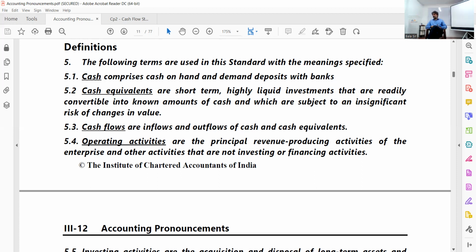Last, what is the coming in or going out, right? Sir, okay, sir, what about financing activities? Now tell me, how do you fund your business?